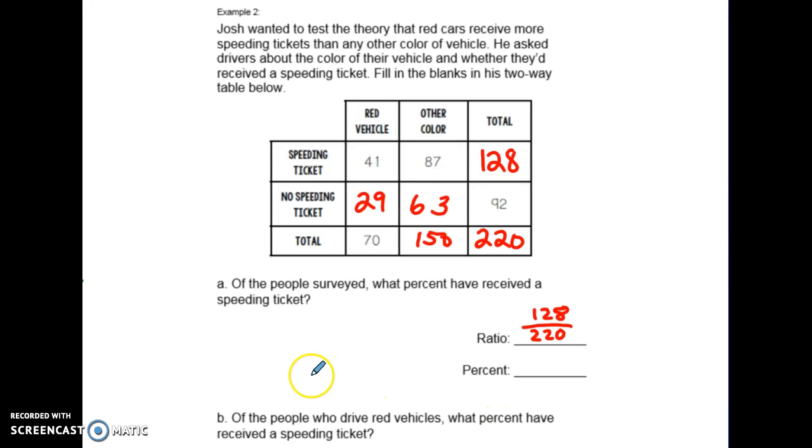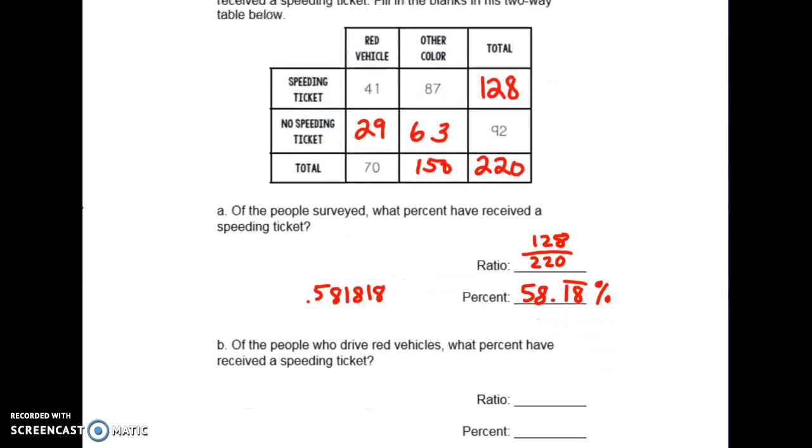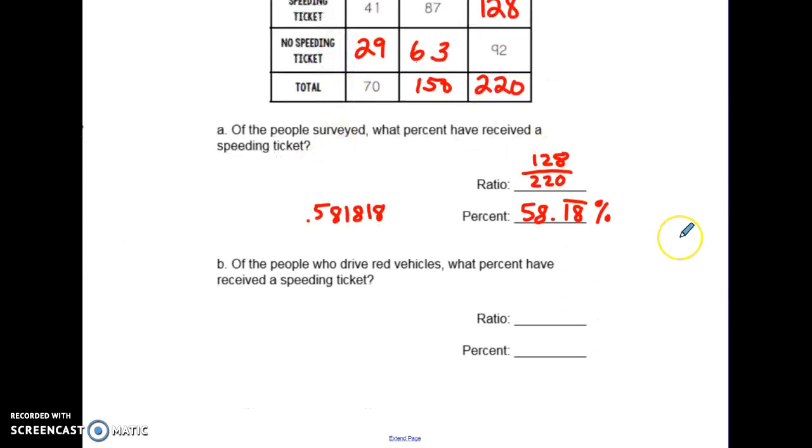And we get this decimal, approximately 0.5818, and it looks like that 18 keeps repeating. So when converting it, you get 58.18 repeating percent, if we want to be exact. If we want to estimate, obviously it's pretty close to 58%, and for most questions, you're okay estimating. This one's a little more specific.